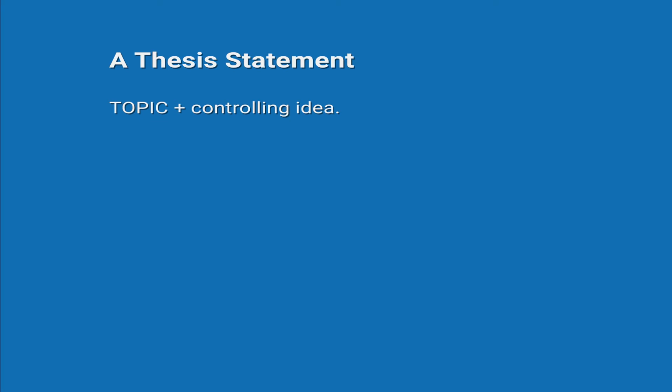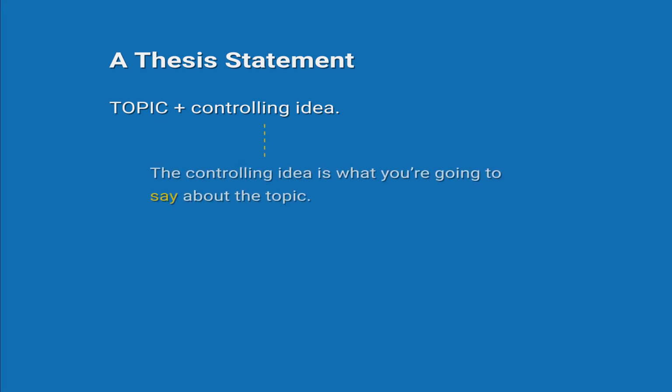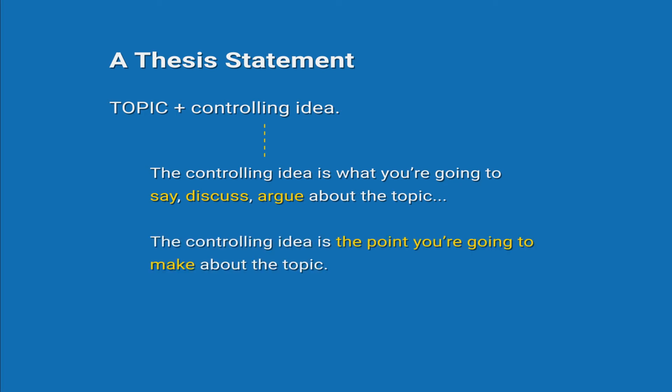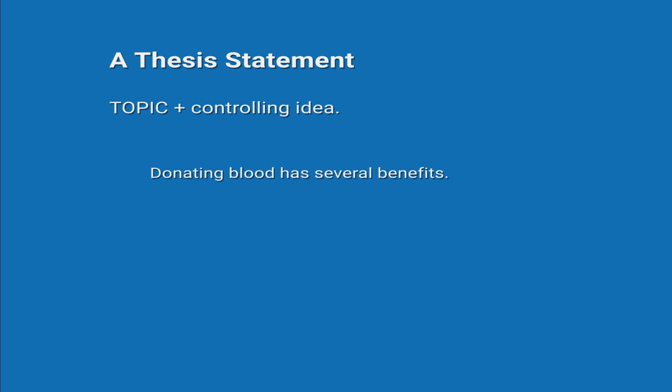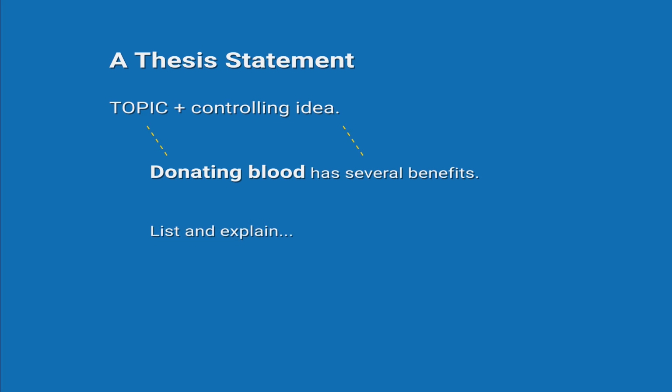What? A controlling idea? The controlling idea is what you're going to say about the topic. It's what you're going to discuss about the topic. It's what you're going to argue about the topic. It's the point you're going to make about the topic. In this thesis statement, donating blood has several benefits. The topic is donating blood. The controlling idea is the second part. If you want this to be your thesis statement, you will list and explain what? The several benefits. This is called the controlling idea because it controls your writing.